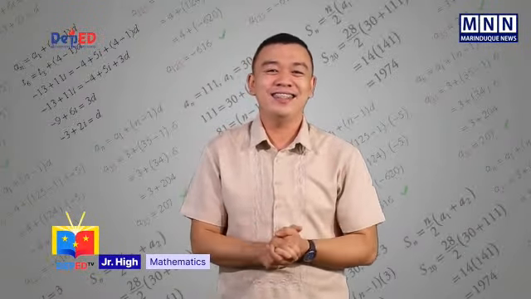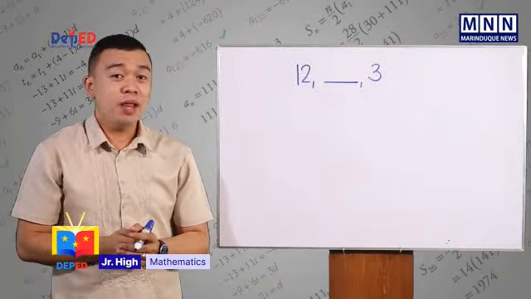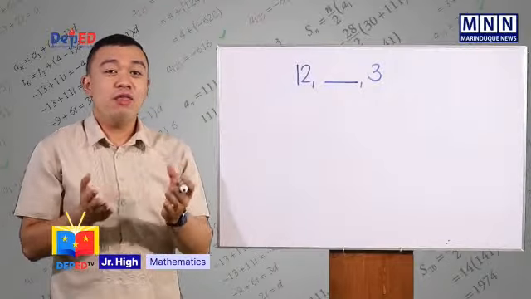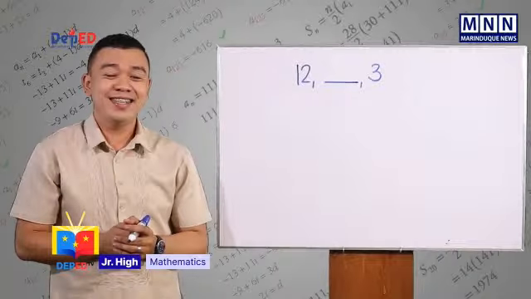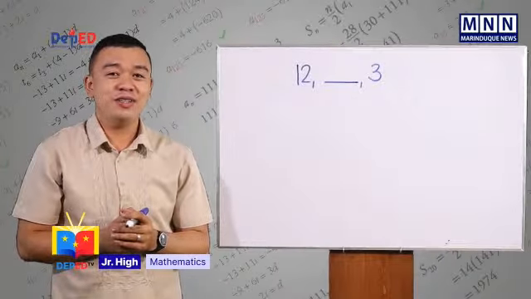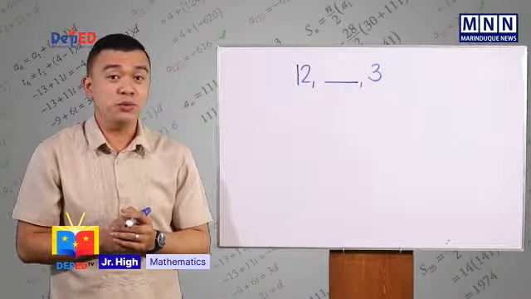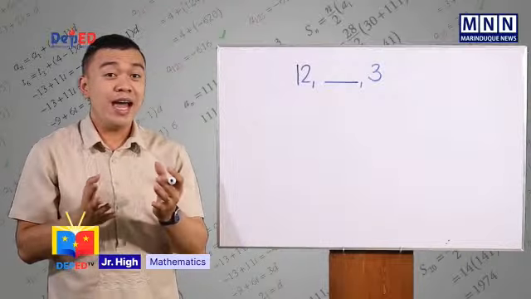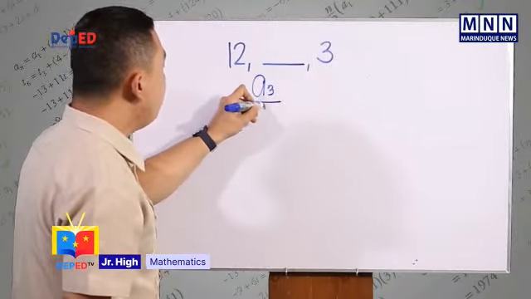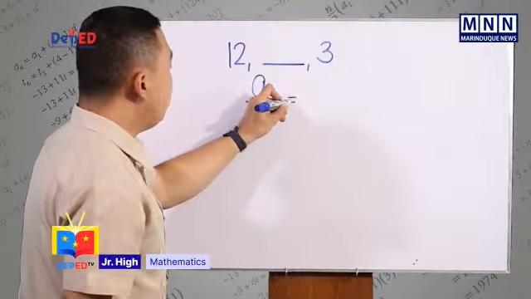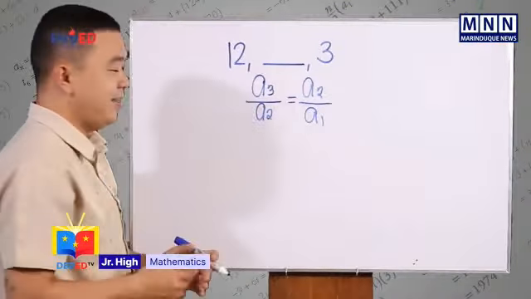I know that you are very eager to explore more about this lesson. Well, let's begin. Let's go back to the problem. 12, blank, 3. The first term is 12 and the last term is 3. Now, let us substitute. But remember, the common ratio refers to the ratio of two consecutive terms. With that, we will use a sub 3 divided by a sub 2 is equal to a sub 2 divided by a sub 1.